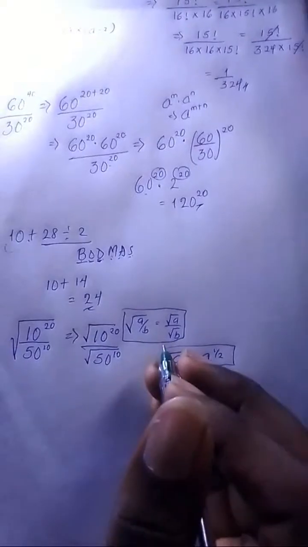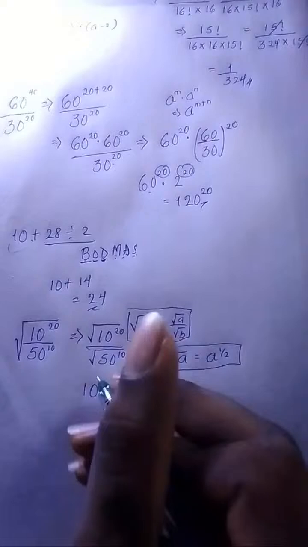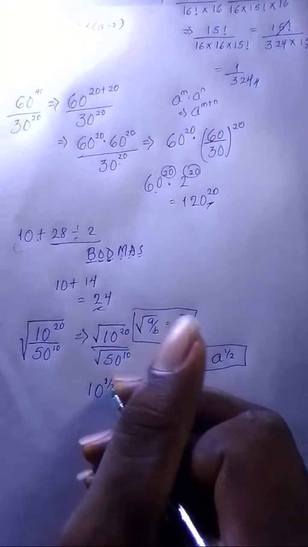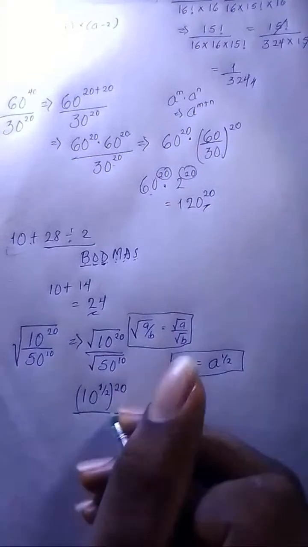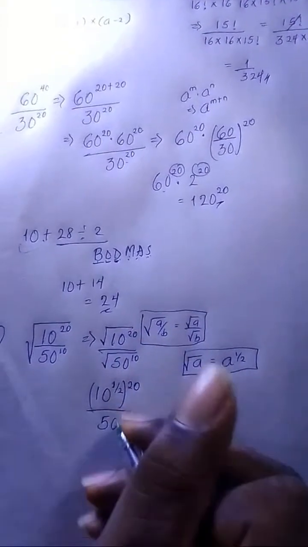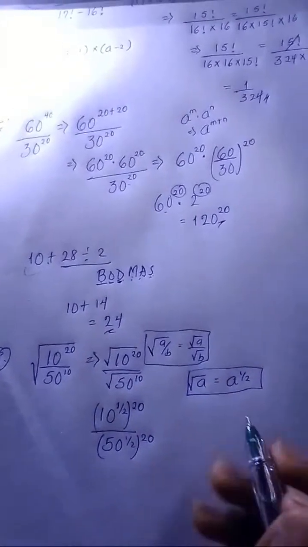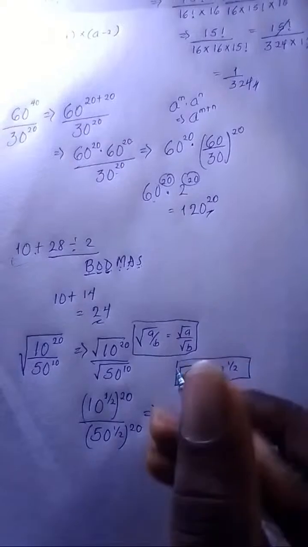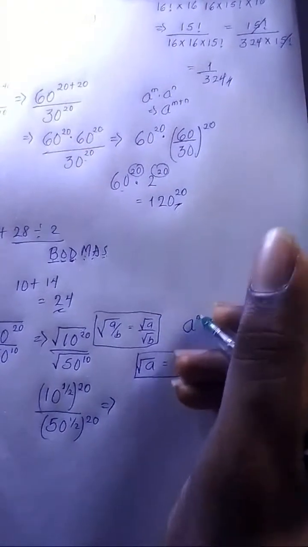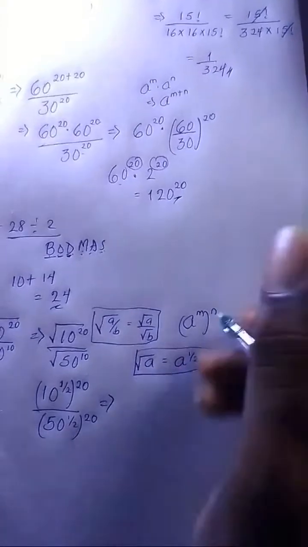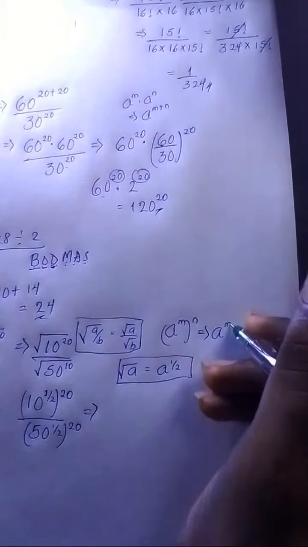So we have 10 raised to the power of 1 over 2 multiplied by 20, that's power 20, over, this will be the same, 50 raised to the power of 1 over 2 times 20, right? So from here, what do we have? When we have another law here, a raised to the power of m, raised to the power of n, it will give us a raised to the power of mn.